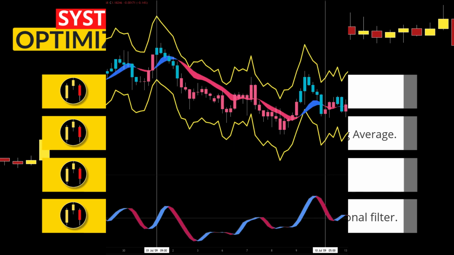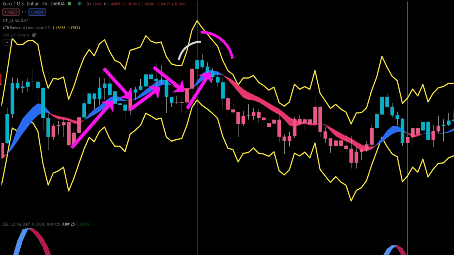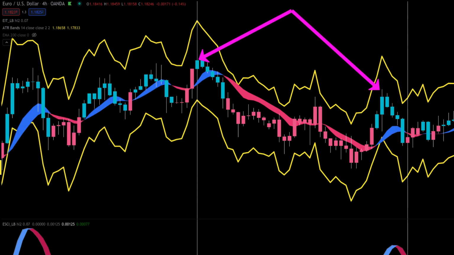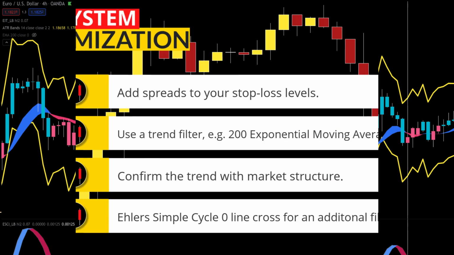Third, when looking at hidden divergence, you must confirm market structure. You cannot mistake a high here for a pullback, and thus you cannot compare this peak to this peak for hidden divergence purposes. This setup is disqualified.